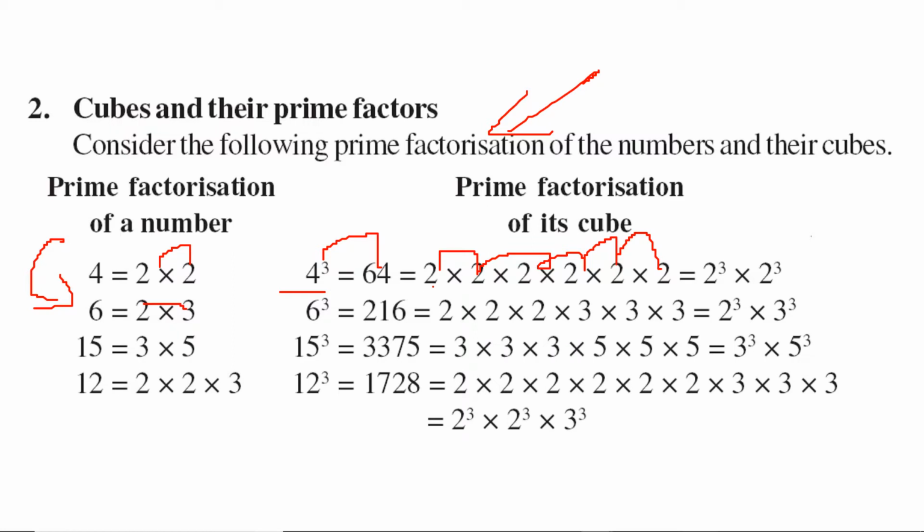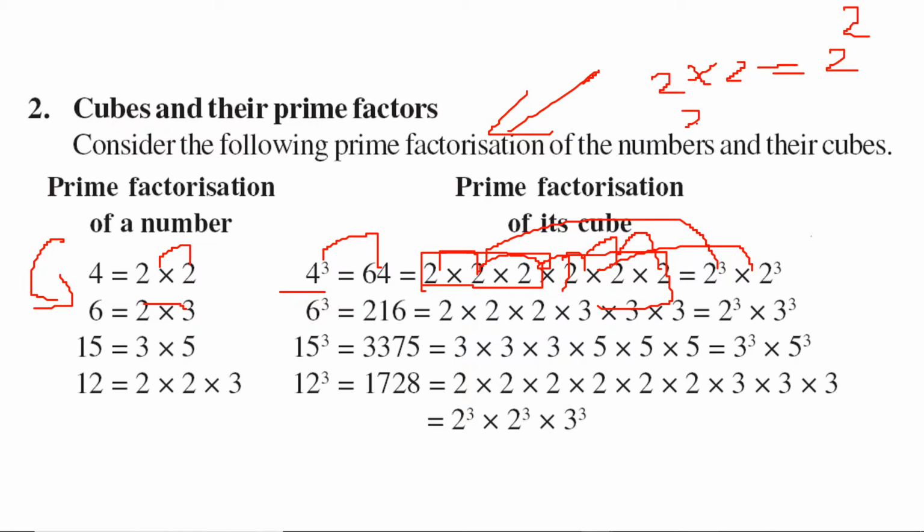But you can combine these. So this is 2 cube, and this is 2 cube. 2 into 2 can be written as 2 square, and 2 square into 2 can be written as 2 cube. The powers add. So this is 2 cube into 3 cube. Again 15 is 3 into 5. 15 into 15 into 15 is 3375. You can combine the 3s and the 5s. So 3 cube into 5 cube.